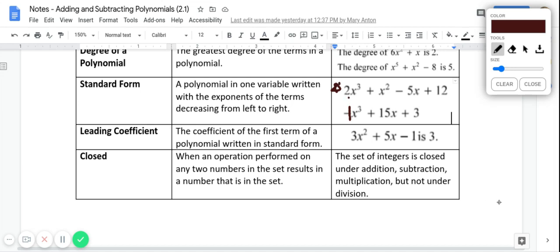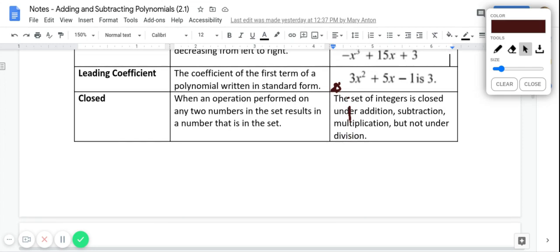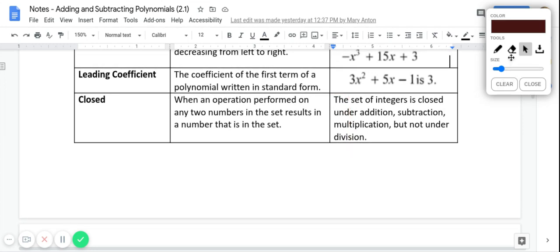And those also tell us special things about the graphs of these functions, and that's why it's important to know about the leading coefficient. And lastly, we'll talk about closed. I'll just give you a brief definition of what this even is. So, closed. It's just a special property of lots of different number sets. So a set of numbers is just some sort of string of numbers, and we can find patterns in them.